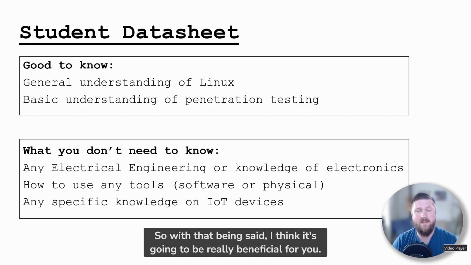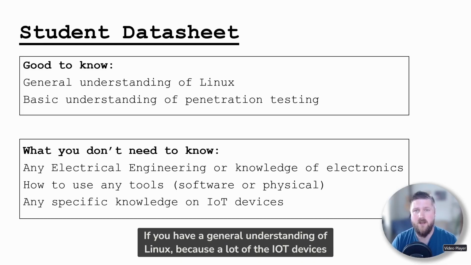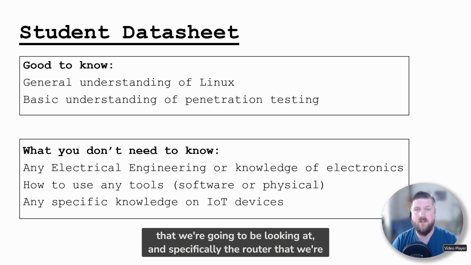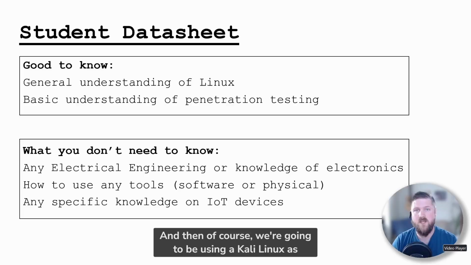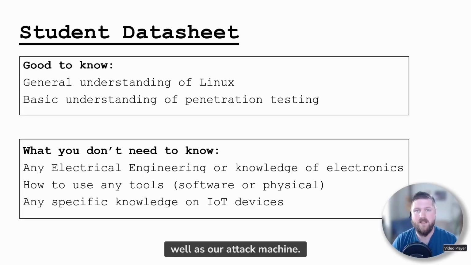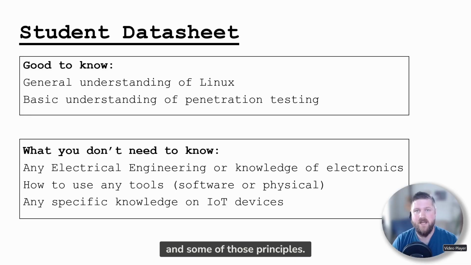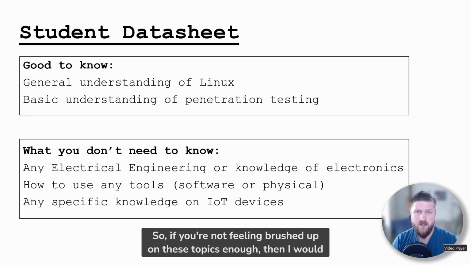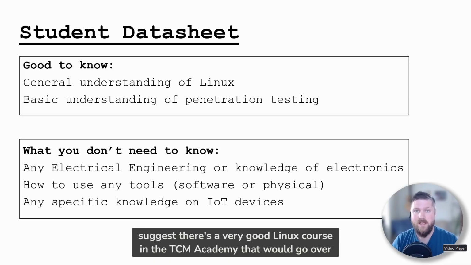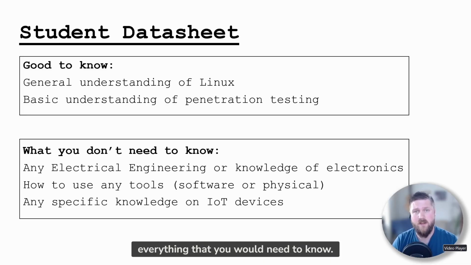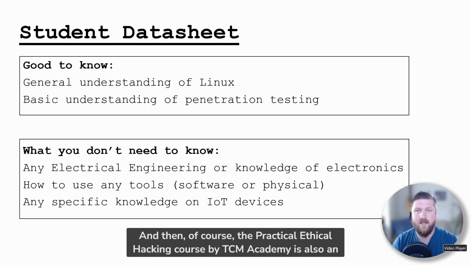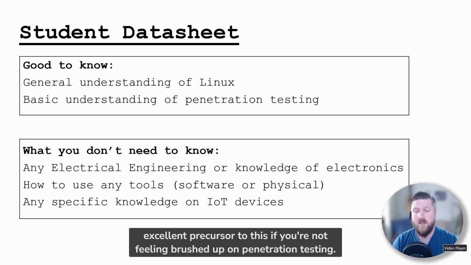So, with that being said, I think it's going to be really beneficial for you if you have a general understanding of Linux, because a lot of the IoT devices that we're going to be looking at, and specifically the router that we're going to be working on in this course, are going to be running embedded Linux. And then, of course, we're going to be using Kali Linux as well as our attack machine. And then also, you should have a basic understanding of penetration testing and some of those principles. So if you're not feeling brushed up on these topics enough, then I would suggest there's a very good Linux course in the TCM Academy that would go over everything that you would need to know. And then, of course, the Practical Ethical Hacking course by TCM Academy is also an excellent precursor to this if you're not feeling brushed up on penetration testing.